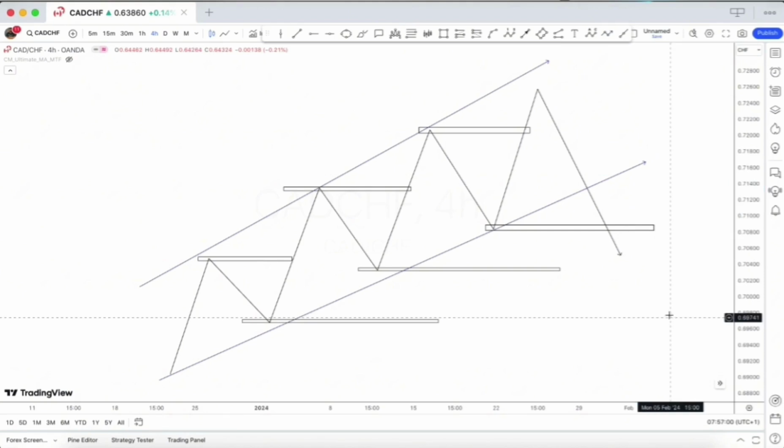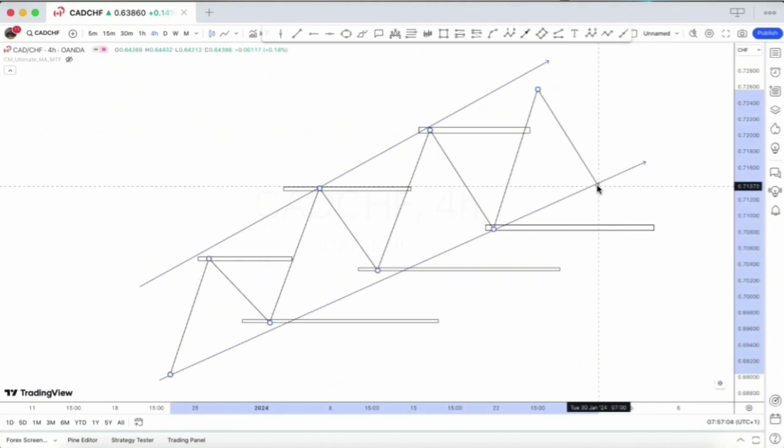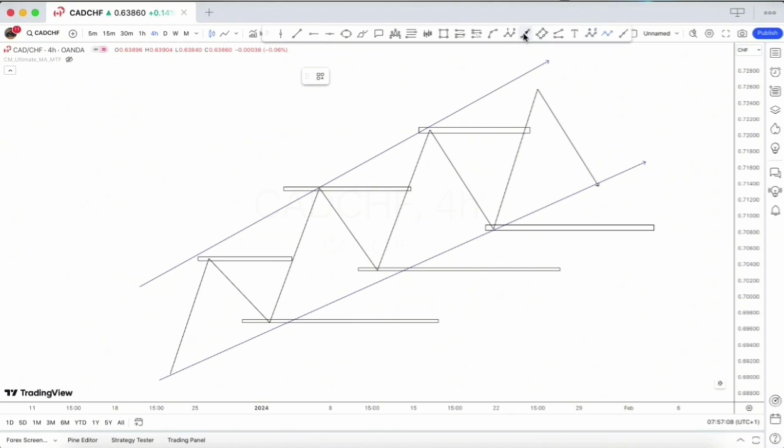But if the trend is not changing, then we are going to see price respecting this level, and then we see price moving to the upside from there. So we're going to have something like this to the upside.